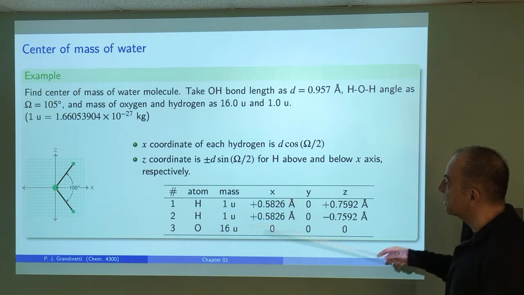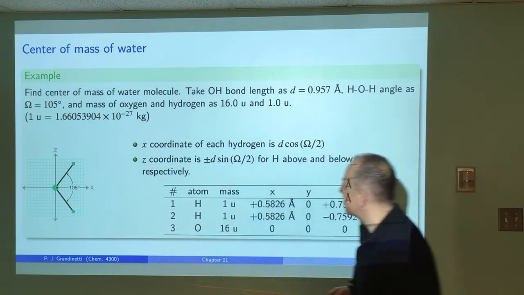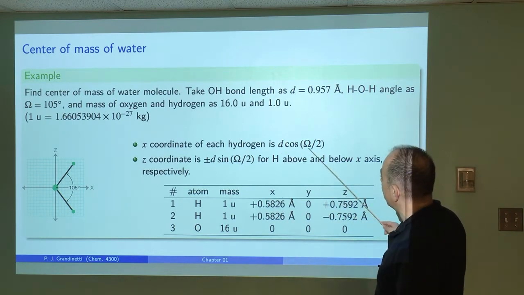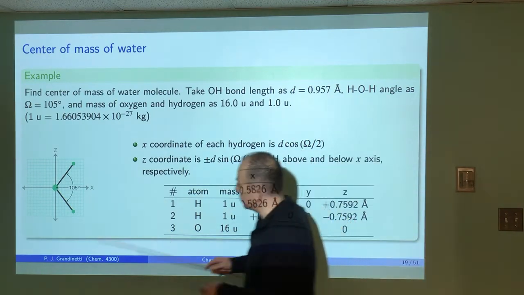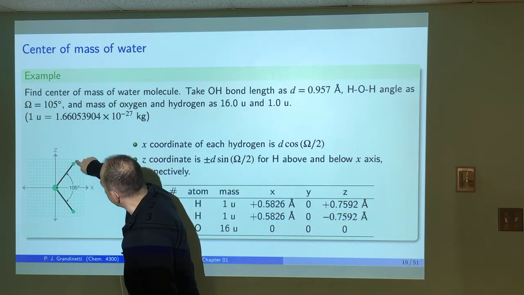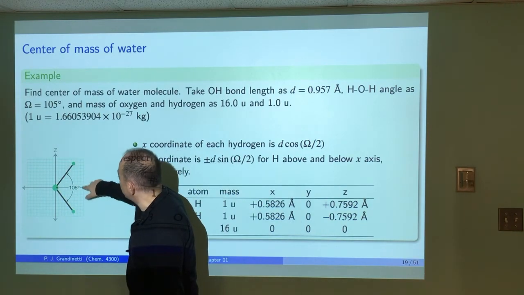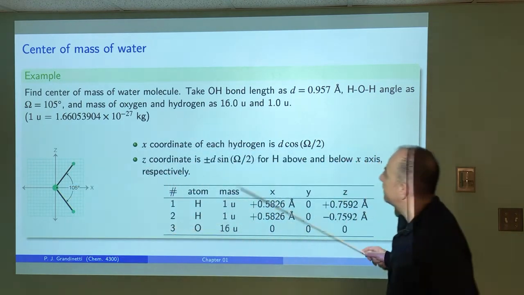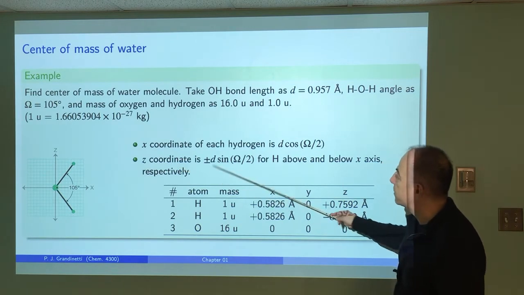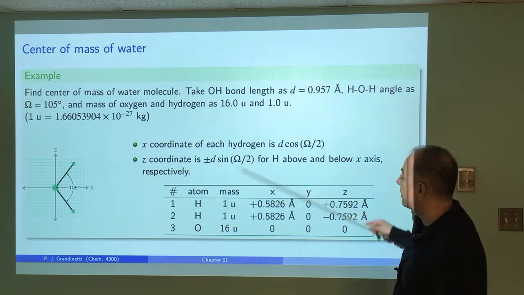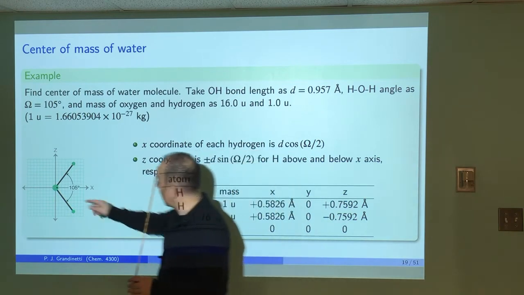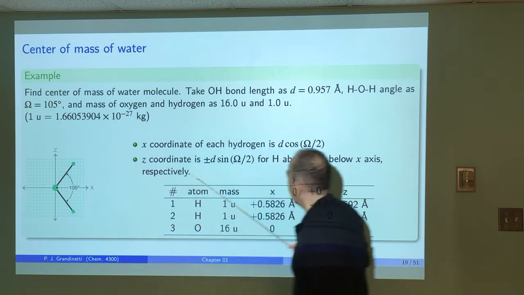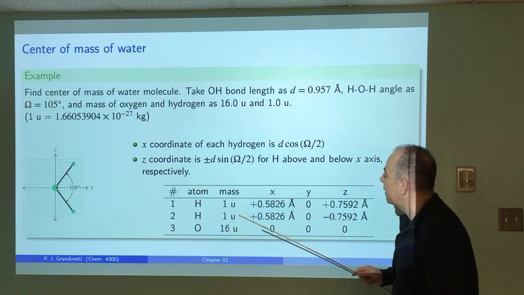Now, with this positioning in our coordinate system, we know that the x-coordinate of the hydrogen atom is going to be d times the cosine of the angle divided by 2. So we're going to take this angle, divide 105 by 2, and the projection down onto this axis is going to be the x component. Similarly, for the z component, it's going to be plus or minus d times the sine of that. In other words, we're going to project that way, and that's going to be plus or minus d times the sine of omega over 2.